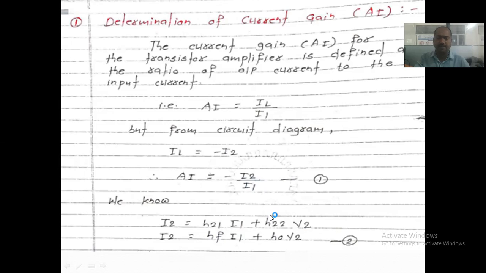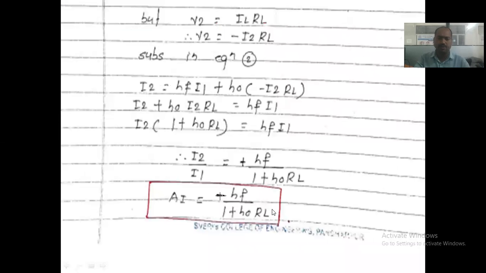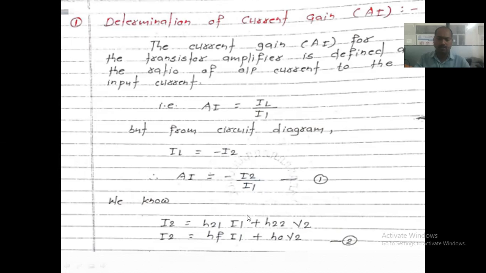I1 as it is, plus H22. H22 is the ratio of I2 divided by V2, so it is nothing but the output admittance. That's why we write it as HO and V2 as it is. So your equation is I2 equals HF into I1 plus HO into V2. Okay, this is the equation we have got.